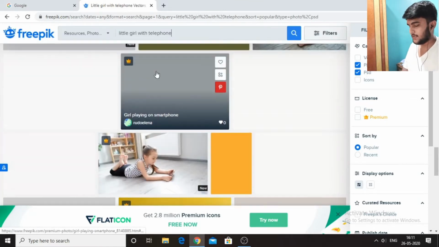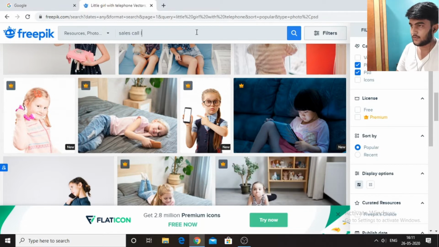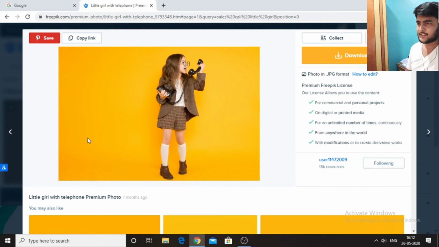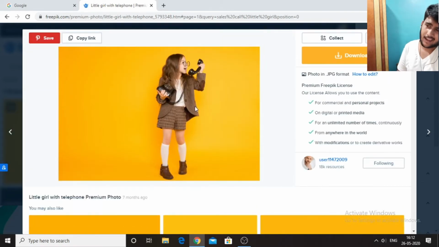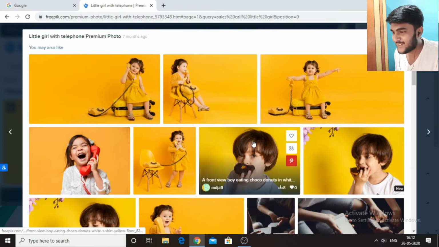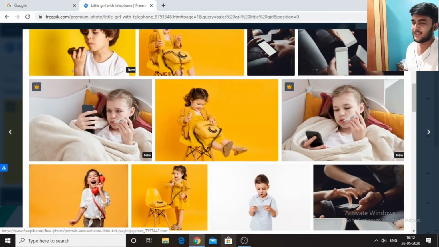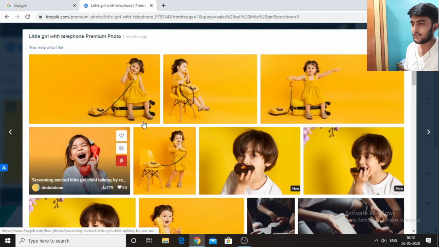Let's search something different. This time, sales call, little girl. Okay, we are getting only one resource over here. And it is of this girl. This is someone who is talking on the phone. But this doesn't look that great because it can be really common. But okay, so what do we see over here? There's a cute girl who is talking on phone, sitting on a chair. Now this can be a good image because we also have a complete series of this girl over here.